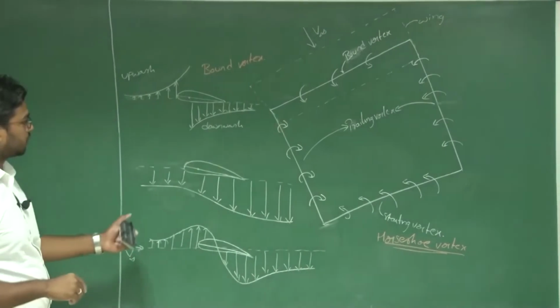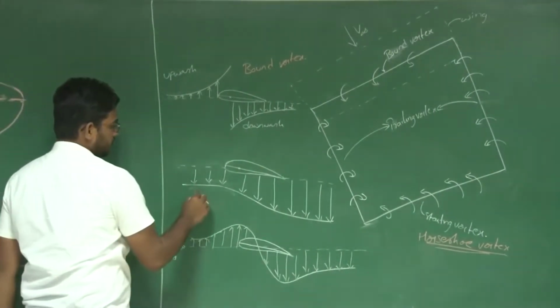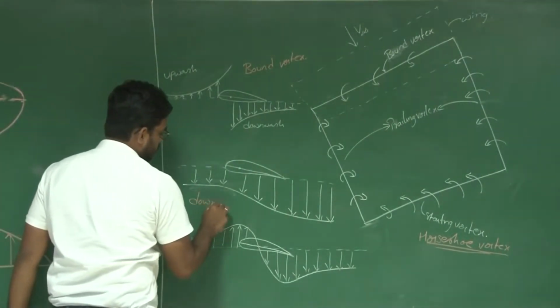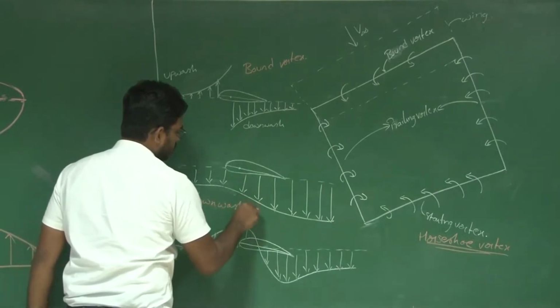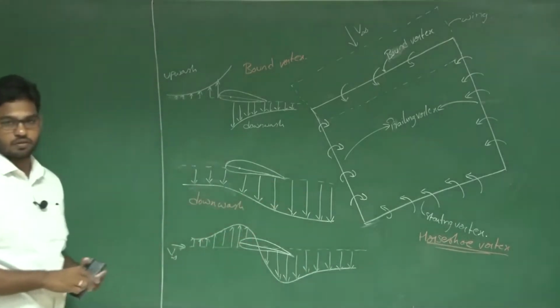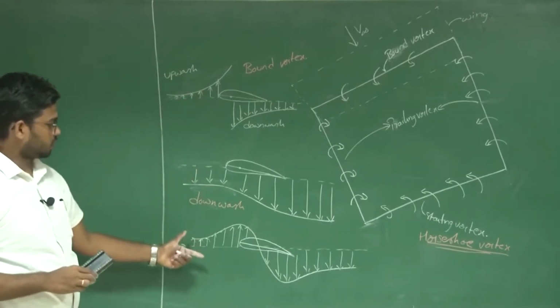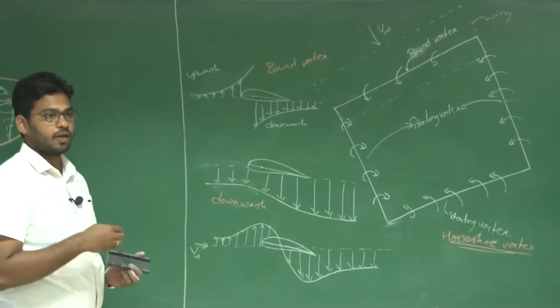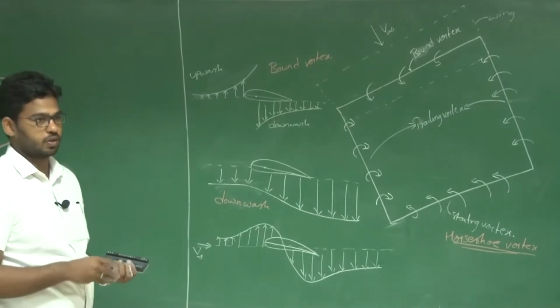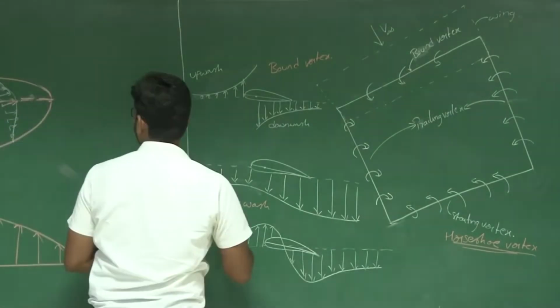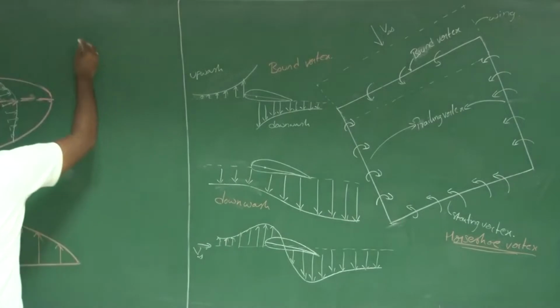Whereas the trailing vortex will create a downwash throughout the span of the wing, right? This combined effect, like upwash and downwash, will alter the local angle of attack at a particular span-wise location, right? So we have derived it yesterday.